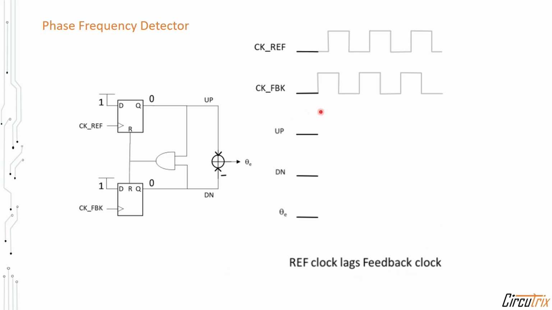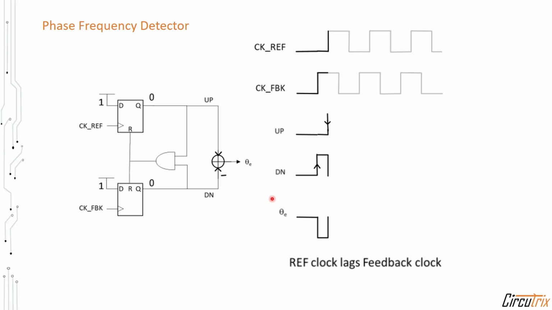So here the feedback clock will have a rising edge first, which in turn triggers the down signal to go high, and this down signal will stay high until the reference clock has a rising edge. Then the up signal will go high. Since both these signals are high, the AND gate will reset these two latches back to 0.